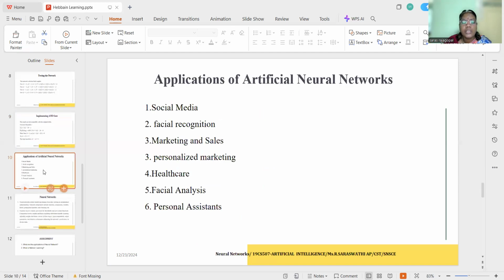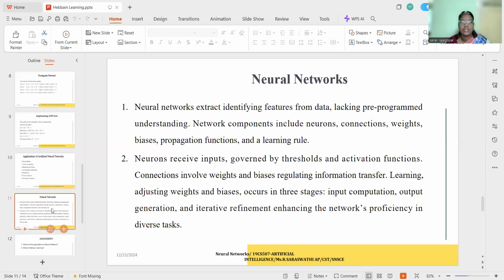These are the various applications of a neural network: social media, facial recognition, marketing, personal assistant, healthcare, personalized marketing, and patient analysis. Hebbian learning is one of the neural network learning algorithms. Neural networks identify learning features from the data, lacking pre-programmed understanding. Neural components include neurons, connections, weights and bias, propagation functions, and a learning rule.